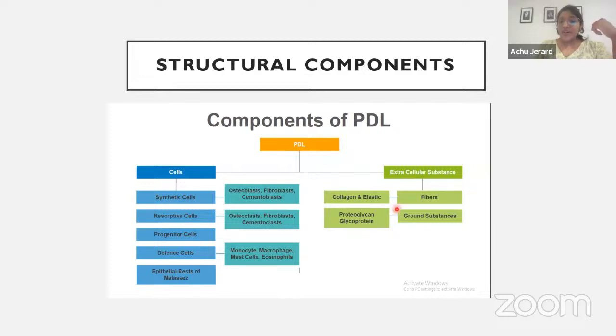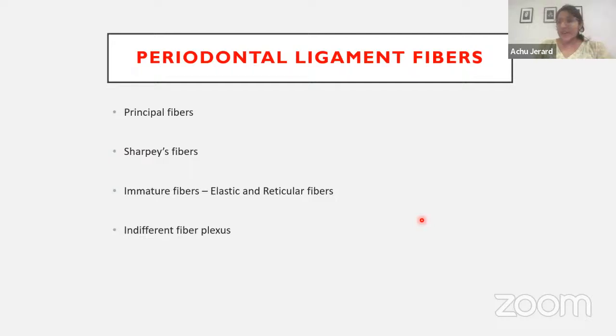And also this has the extracellular component, which is other than the cells, the intercellular area. There are extracellular components, which include the fibers and also ground substance, proteoglycans and glycoproteins. So you have these structural components. This forms a structure. So first we'll see the fibers. Principal fibers. We have 6 groups of principal fibers.